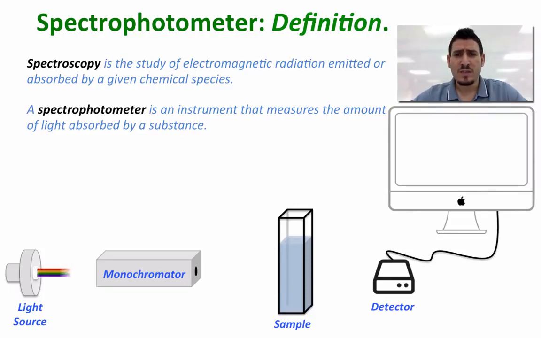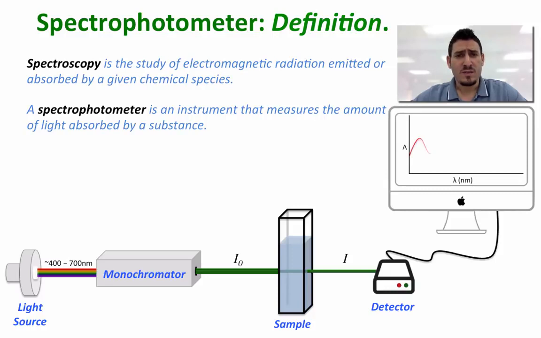Now the light source will emit a light with a range of wavelengths between 400 and 700 nanometers. The light will enter the monochromator and will exit with a single wavelength with an intensity I0. Now some of the light will be absorbed by the sample and the light will exit with an intensity I. The light will hit the detector, which will analyze the data and send it to the computer, and we will see on the computer screen the absorption spectrum as it's illustrated in here.